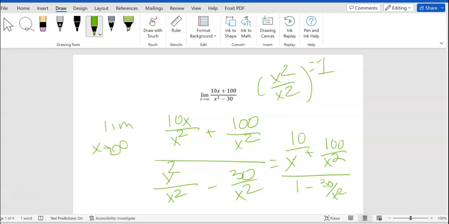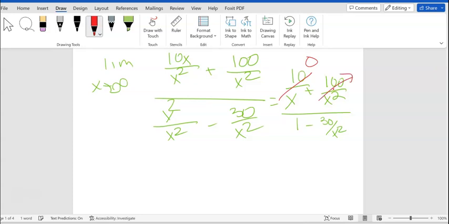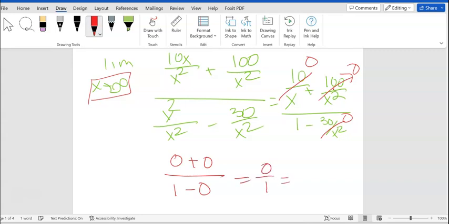Now here's the thing. As I put a really big number into here, into any constant, these always go to 0. So anytime I have infinity in the bottom and a constant on top, they go to 0. So this goes to 0 and this goes to 0. So really what I have here is 0 plus 0 over 1 minus 0, as I apply the limit, which is 0 over 1, which is 0. Because I can have 0 in the top, I just couldn't have it the reverse. So then my answer to this is 0.